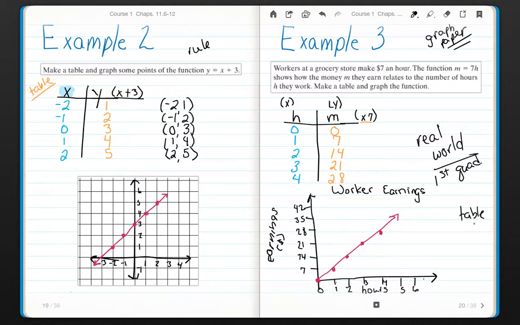then make your graph, and your graph has to have a title, it has to have labels on the axes. Okay, what does X stand for? What does Y stand for? Okay, and it has to be neat and on graph paper. Must be on graph paper.